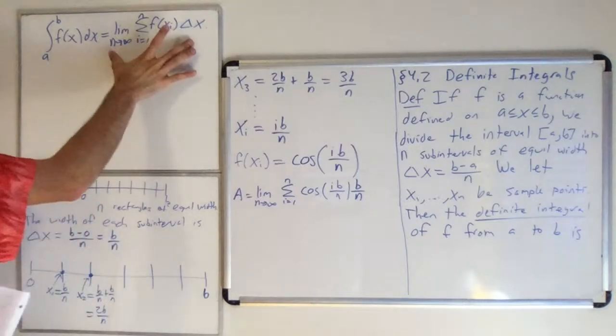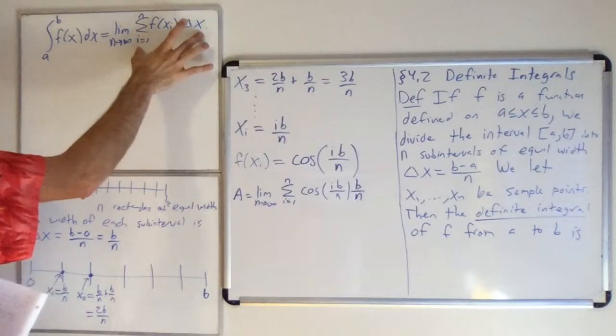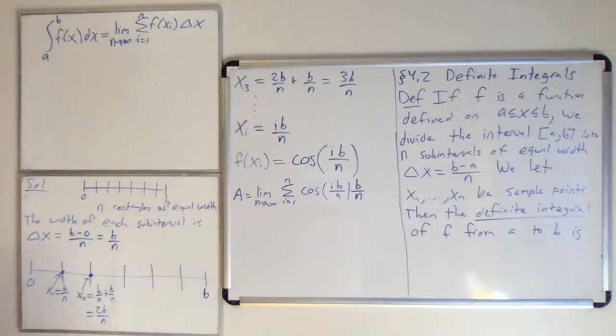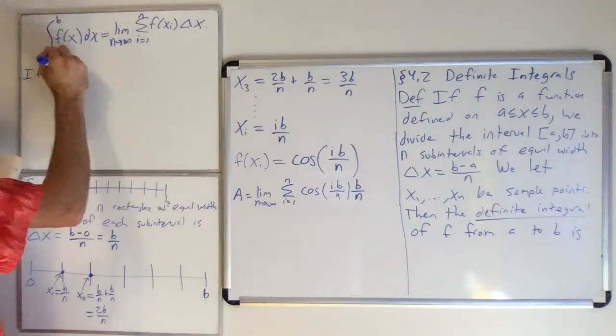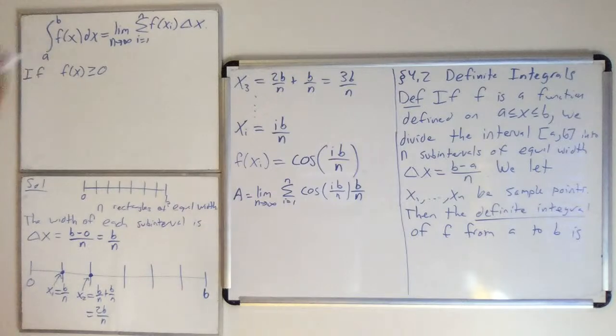Okay, so if we have the limit as n goes to infinity of this sum, we replace it with the notation here. And the way we read this is it's the integral from a to b of f of x dx. And then just note, if f of x is greater than or equal to 0, then this is just the area under the curve.